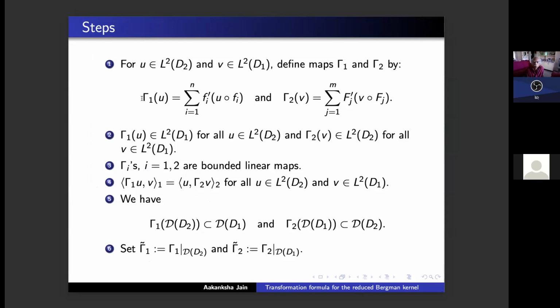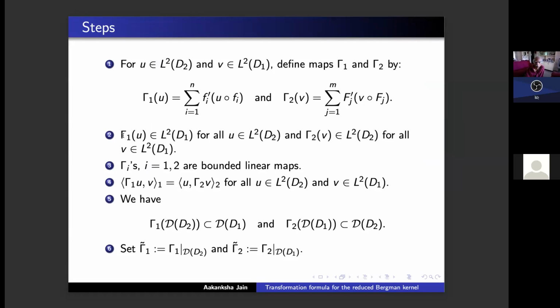Okay, so now I'll present a sketch of this proof. There are many steps in the proof. I'll just mention the steps and I'll be explaining only the final step a little bit. So first, for u in L2(D2) and v in L2(D1), we define maps gamma 1 and gamma 2 by: gamma 1 of u is the summation i equals 1 to n of fi prime times u composed with fi, and gamma 2 of v is the summation j equals 1 to n of fj prime times v composed with fj.